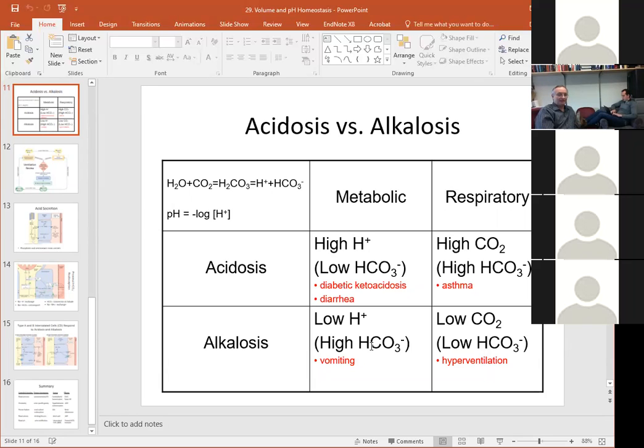That's it for today. Thank you for coming. One last question is, respiratory acidosis is also hypoventilation, is that correct? Hypoventilation also causes respiratory acidosis, yes.